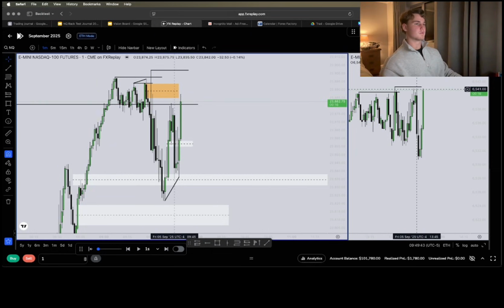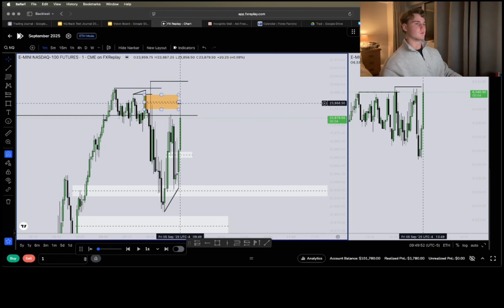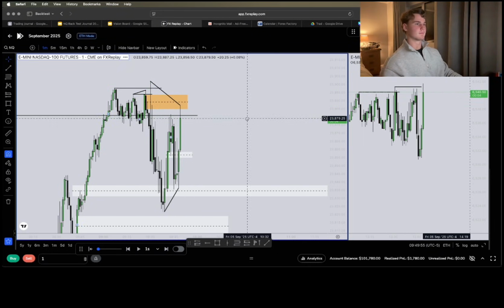Now what am I going to be referring to? ES and this high here. Okay, so ES takes the high. Now what are we going to do in the 1 minute CB and the SMT?